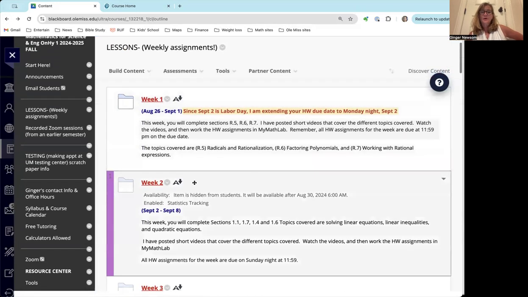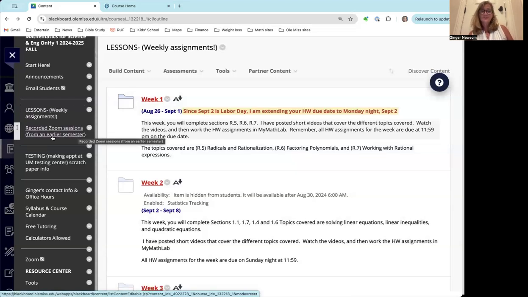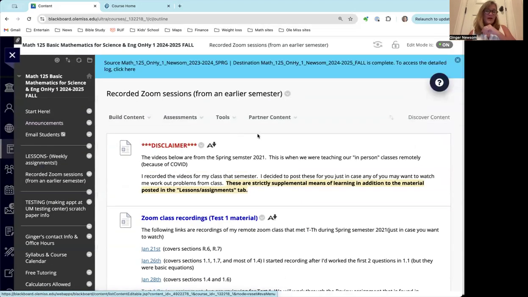I have it set to where you don't see week 2 until the end of this week. So right now you only see week 1, but week 2 is for next week. It's very similar. Okay, so this is where lessons and weekly assignments, very important. Right below, it has recorded Zoom sessions. So for this, back during COVID, one semester, the spring of 21, the university put us all to where we had to teach on Zoom.